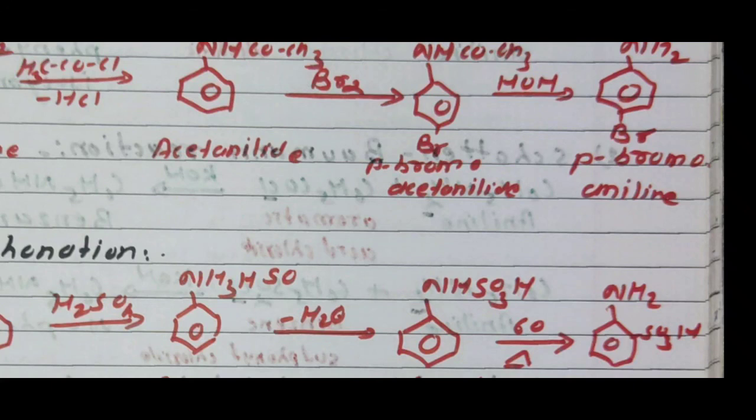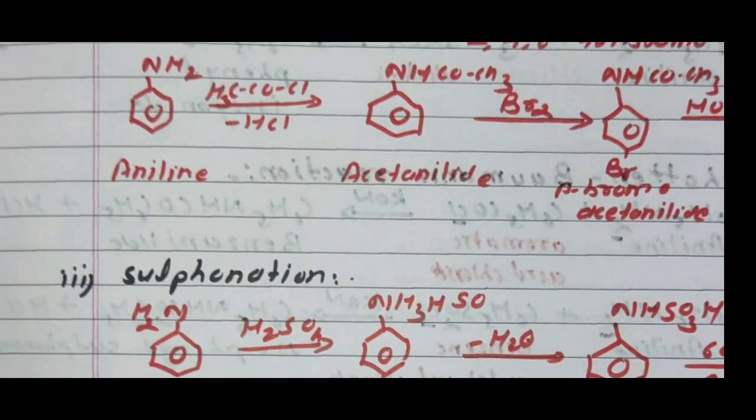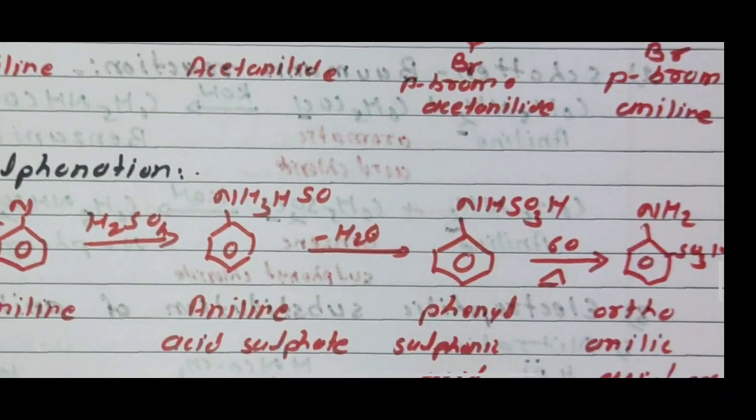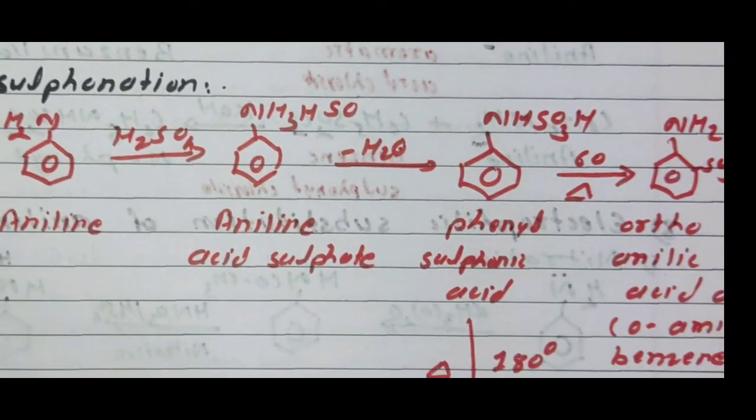These are the two products of bromination: 2,4,6-tribromoaniline and para-bromoaniline, when aniline is first protected by acetyl chloride and converted to acetanilide, NHCOCH3. Then this acetanilide undergoes bromination, forming para-bromoacetanilide, and para-bromoacetanilide undergoes hydrolysis, forming para-bromoaniline. Therefore, in the bromination reaction two products are formed, 2,4,6-tribromoaniline as well as para-bromoaniline. This is the bromination.